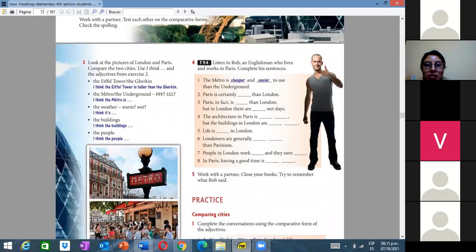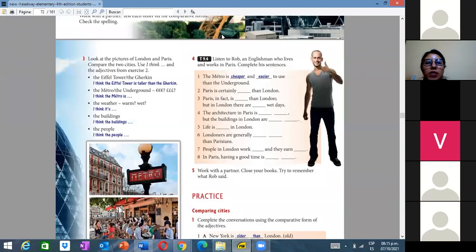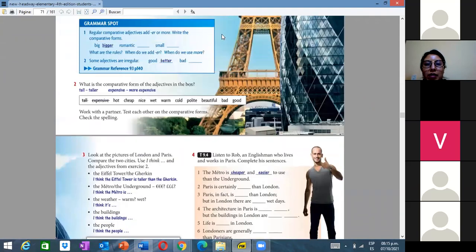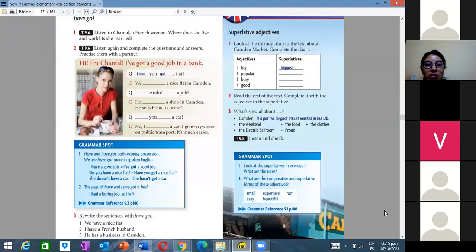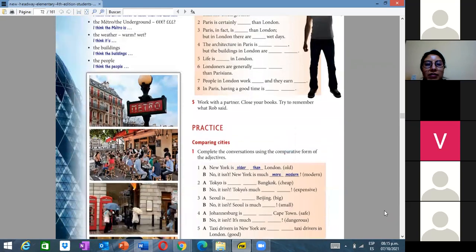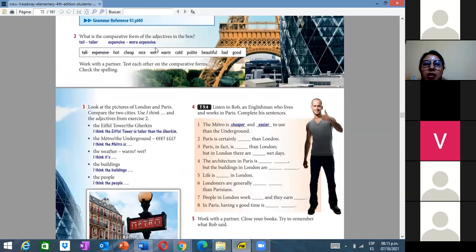Let's continue, please. First, let's do the next exercise. Exercise number 3. Look at the pictures of London and Paris. Here we have London and Paris. Also here, can you see some pictures? This column on the left, right? Compare the two cities. Use I think and the adjectives from exercise 2. Can you remember the adjectives that we used yesterday? Here we have some: tall, expensive, hot, cheap, nice, weird, warm, cool, polite, beautiful, bad, good.